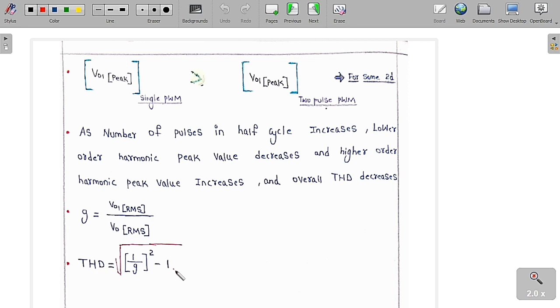the peak value of the lower order harmonics goes on decreasing and the peak value of the higher order harmonics goes on increasing. So therefore the overall THD decreases.